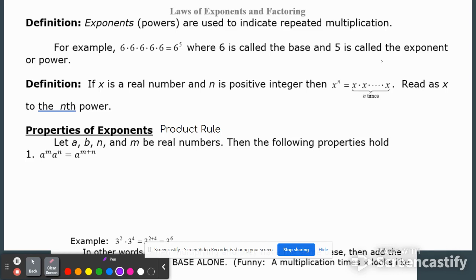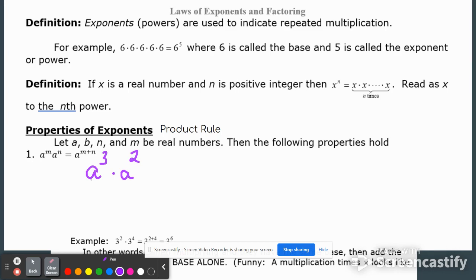All right, so our first example, we're going to use the product rule. Here we have some real numbers, a, m, and n. If we multiply numbers with the same bases, then we are adding the exponents. Let me go ahead and show this to you with numbers. Say we made this a to the third times a to the second.